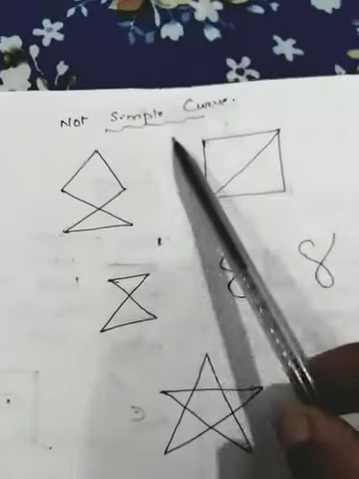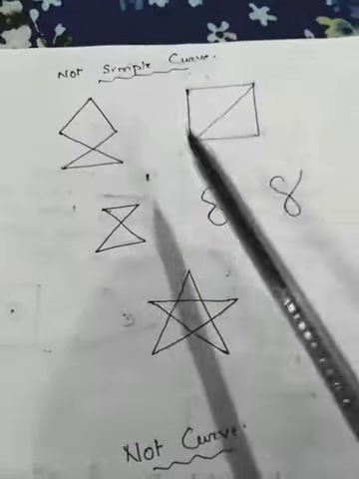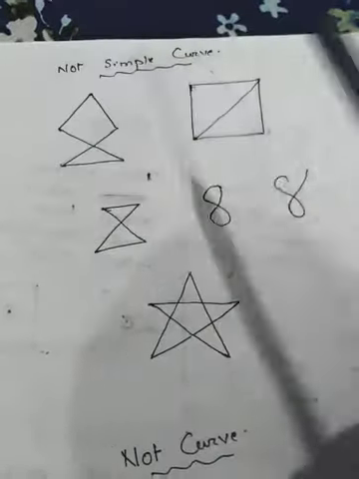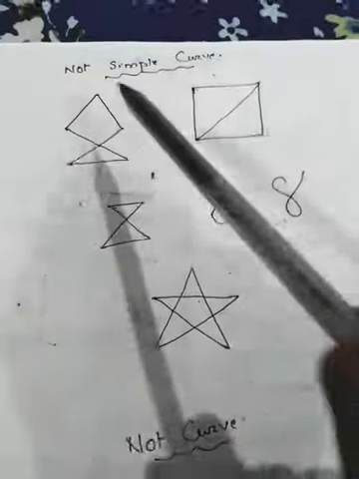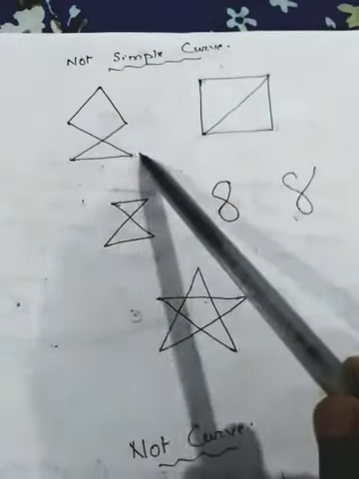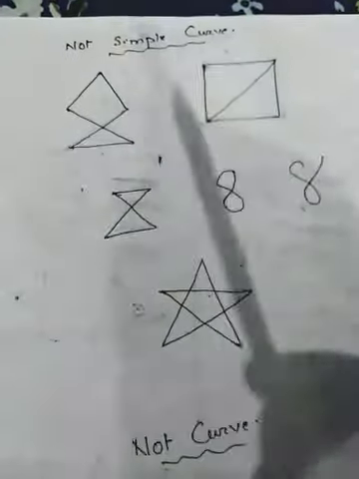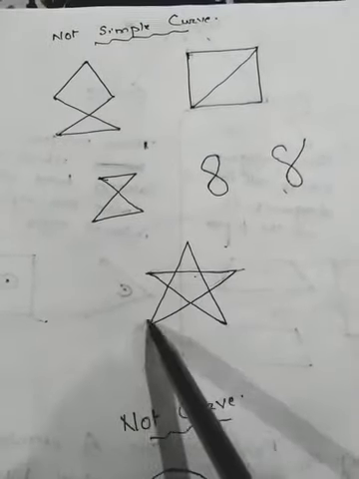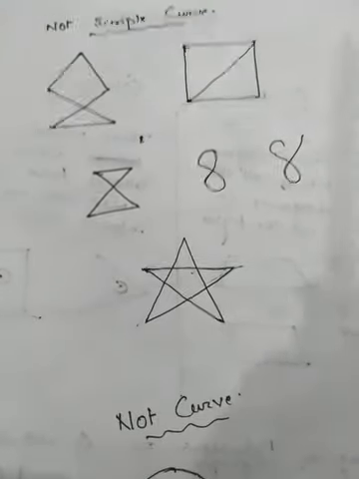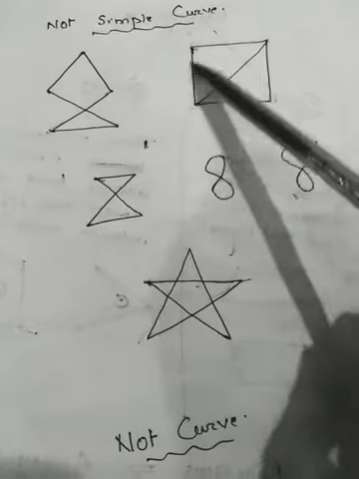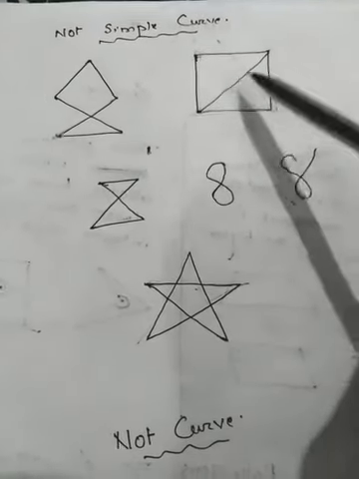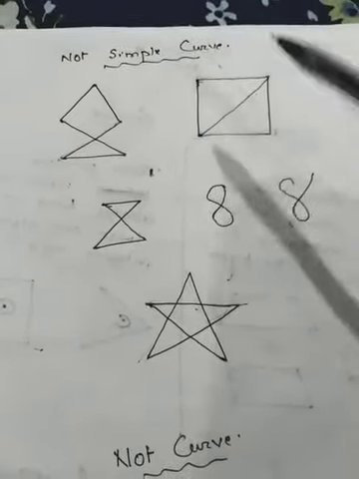Now let's see some examples of not simple curve. These are also curves, but these are not simple. You can see every drawing, whatever you are watching now, can be drawn in one flow. See, if you start from here, 1, 2, 3, 4, I can finish it up in one flow. I've shown this drawing also, 1, 2, 3, 4, in one flow only I've drawn. If you take this one, 1, 2, 3, finished. So for this I have not lifted my pen.